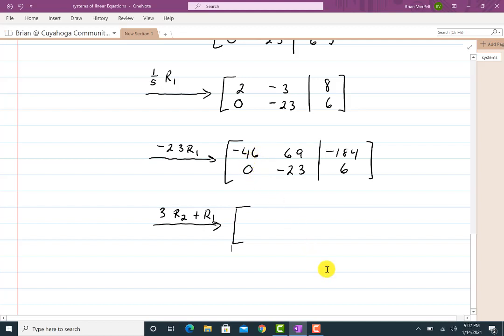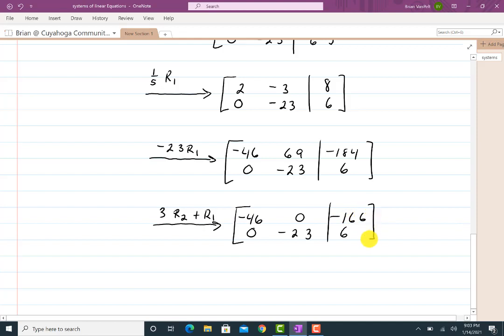Now when you do this, make sure you just write down the second row and leave it alone, because it's not doing anything here except a multiple of it is being added to the first one. So if I take 3 times R2 plus R1, so 3 times 0 minus 46, we'll leave a negative 46 here. Now I'll be able to wipe this out, since 3 times negative 23 is negative 69 when I add it to row 1. Gone. 3 times 6 is 18. When I add 18 to negative 184, I believe I end up with negative 166.